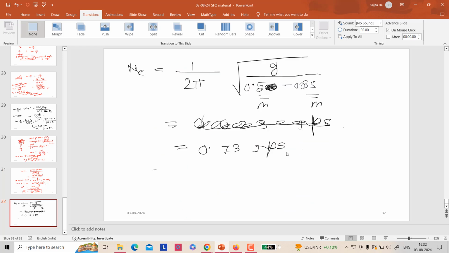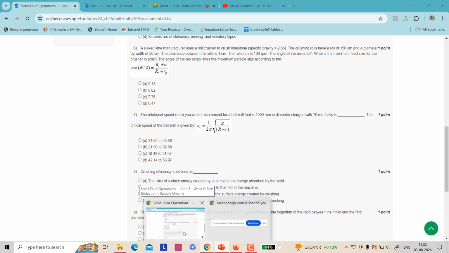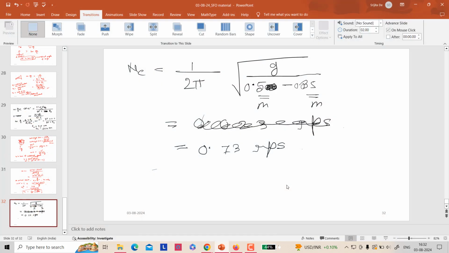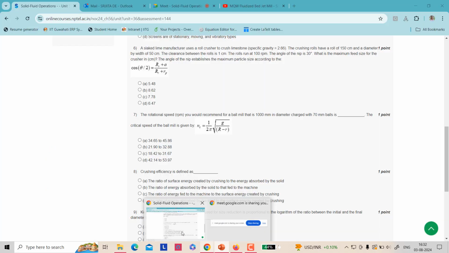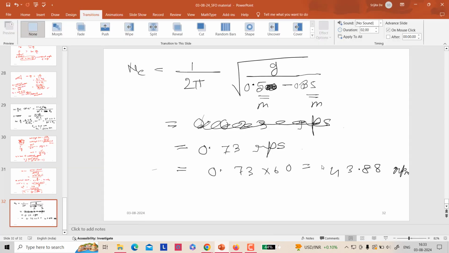But in the question, it is asked that you have to do it in rotation per minute. So per minute means we have to multiply it with 60. One minute equals 60 seconds, right? So 0.73 into 60 equals 43.88 RPM. Yes, so you can use this answer, 43.88 RPM.